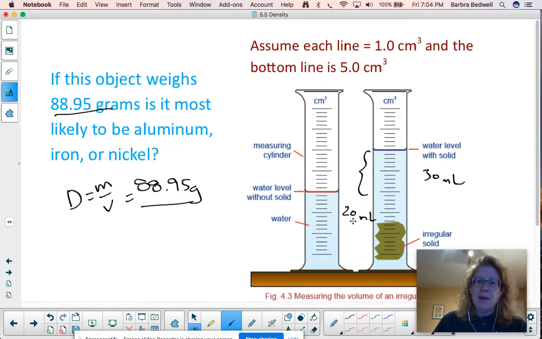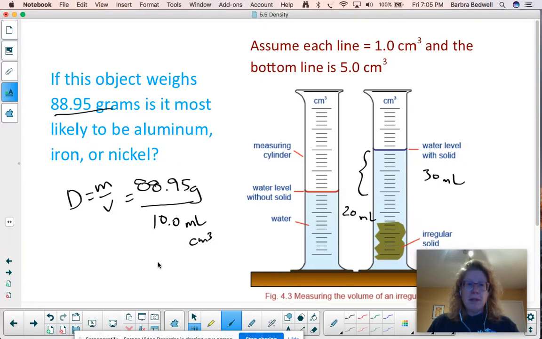It's not like it has a volume of 20. That's what we started with. It's not a volume of 30. That's what we've got, rock plus water. I just want to know what the rock is. So I subtract the two, 30 minus 20. In this case, it's pretty easy math, 10.0 ml or cubic centimeters. Either one is the same measurement. So in order to do this math, I would know that it would be 8.895 grams per cubic centimeter would be the answer to this.